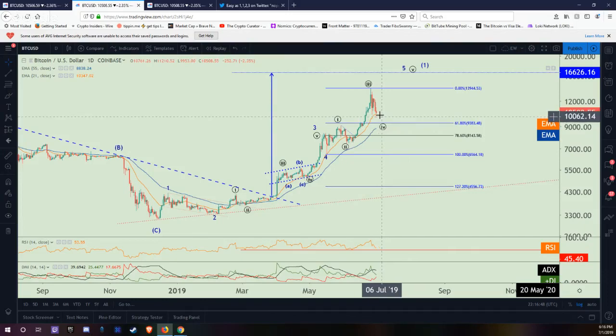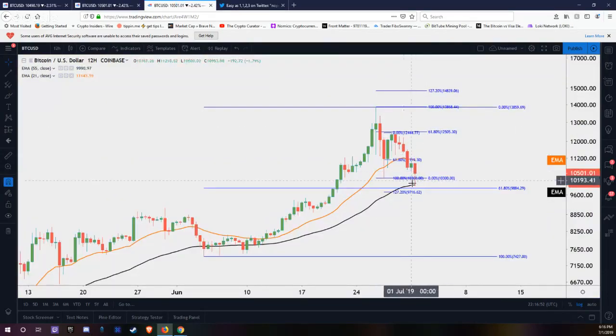Because right now we're still finding some buying interest, mainly off the 12-hour. You're finding a lot of interest here at 10.3, that previous low. We've got the 55 exponential moving average right here that we bounced right off of. And then the 61.8% level of this latest leg on the 12-hour is right around 9,800. So a lot of support in here, a lot of buying areas that I think can keep us supported.